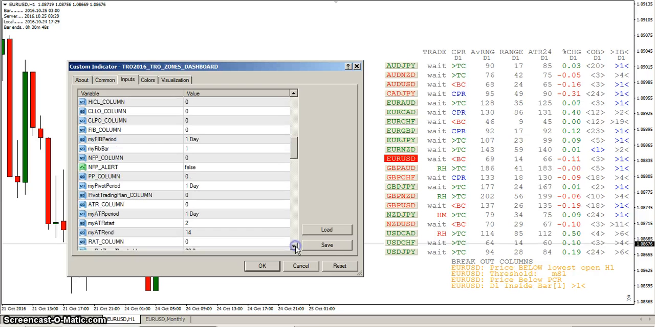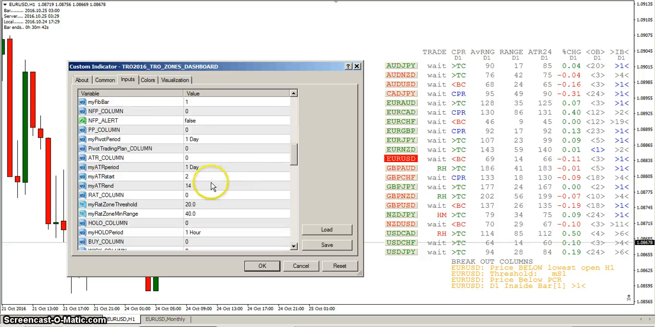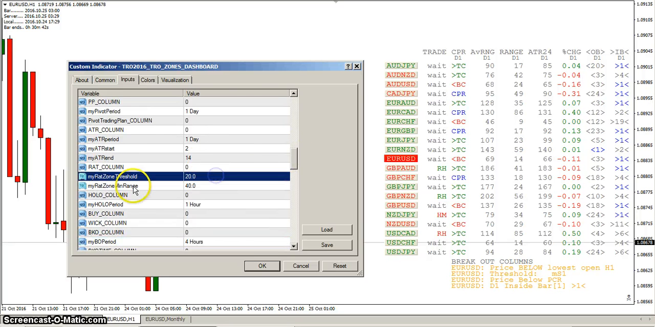As you can tell, I do these videos on the fly, no notes. Oh, I know what I added. Before I had these fixed, the rat zone threshold, I think that was in there, but the rat zone minimum range was fixed. And so we've got a threshold of 20. 20 plus 20 is 40.